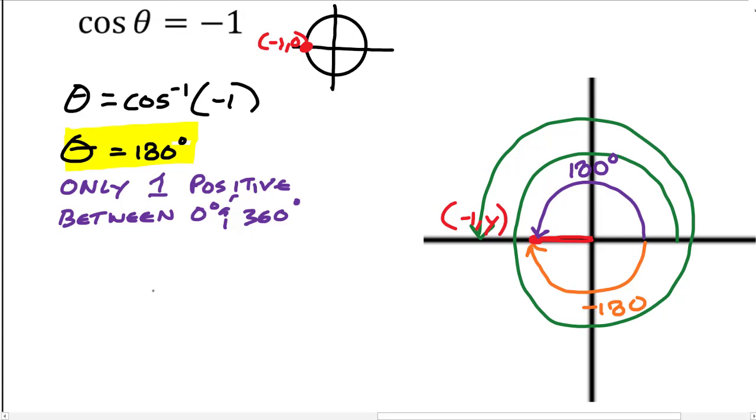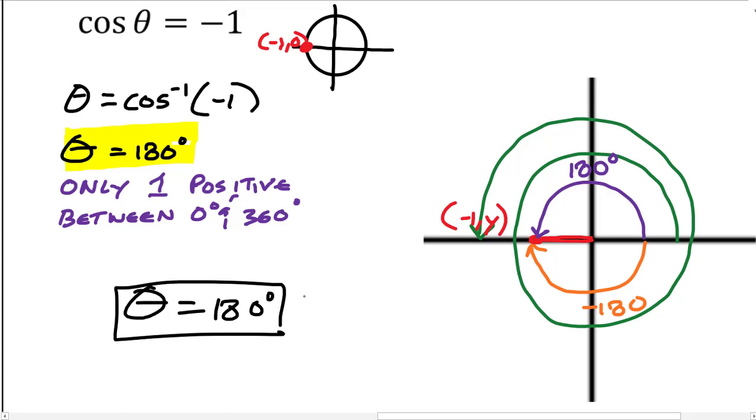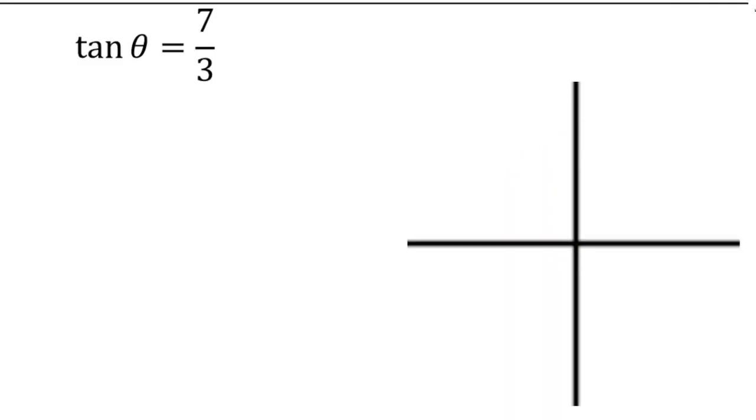So our final answer, if this were a test or something, generally what I do on a test is I have you guys fill out a box at the end. There's your final answer. All right, let's do another one. All right, now we've done 2 sine, we've done 2 cos. Let's do a couple of tans.